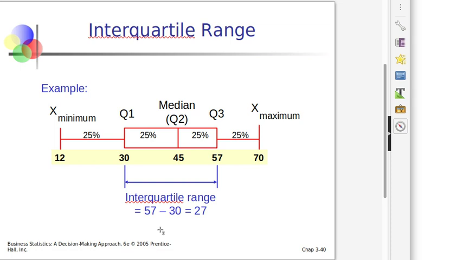so that the interquartile range is now, in this case, 57 minus 30, which is 27 only. We get rid of the extremes because outliers are often in the minimum and the maximum values.